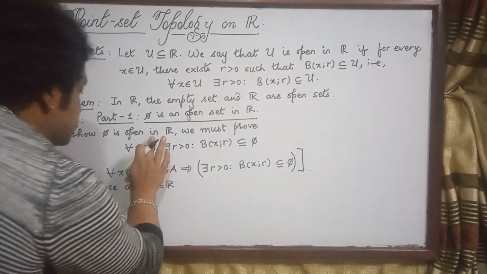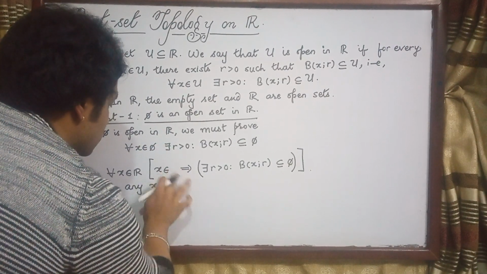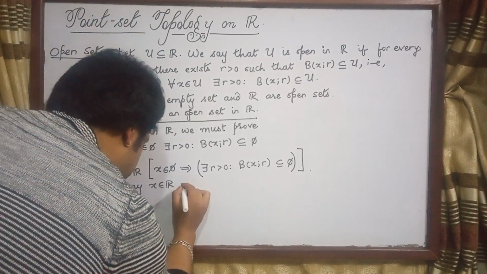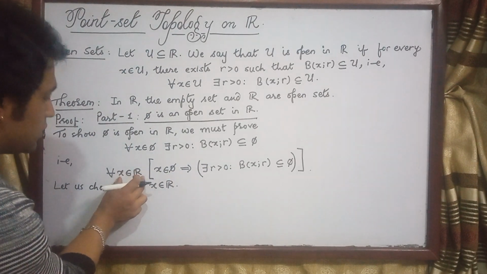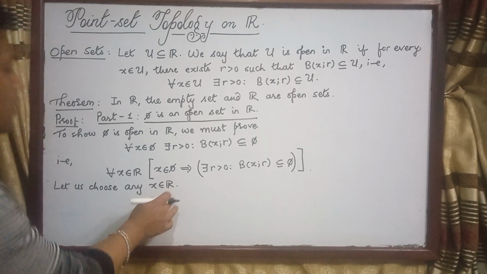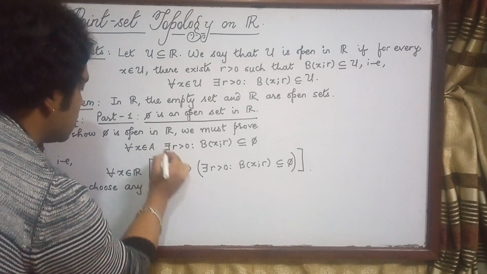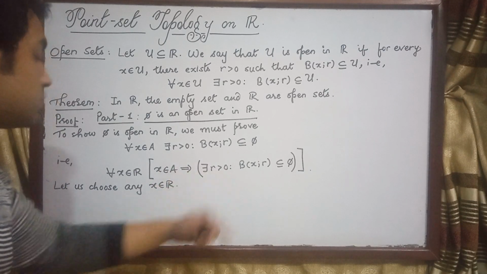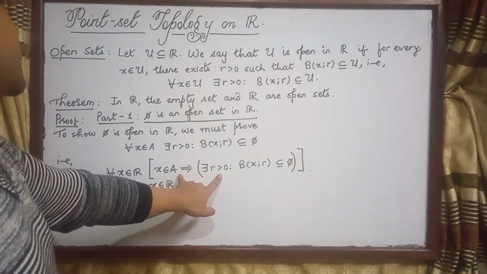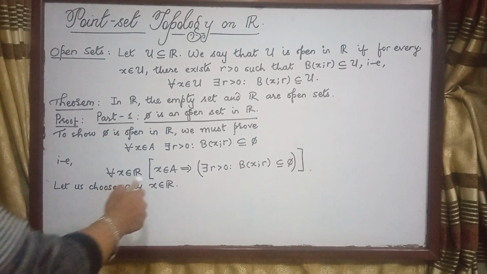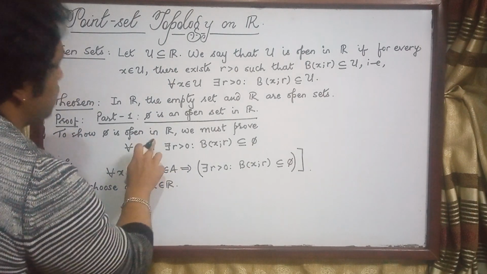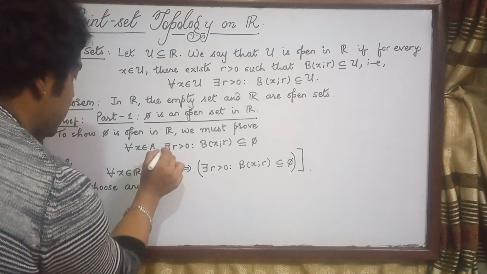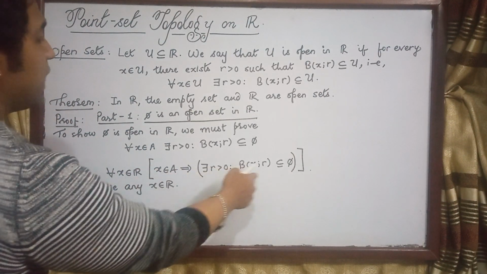All right? So, since this is empty, let us choose any x belonging to R. Okay, we've chosen any x belonging to R. Or if it was something like this, then we would choose any x belonging to R. And to prove this implication to be true, we would have assumed that x would belong to A. Now that's what we are going to do. We would have assumed that this thing is true and proven that this thing is true.